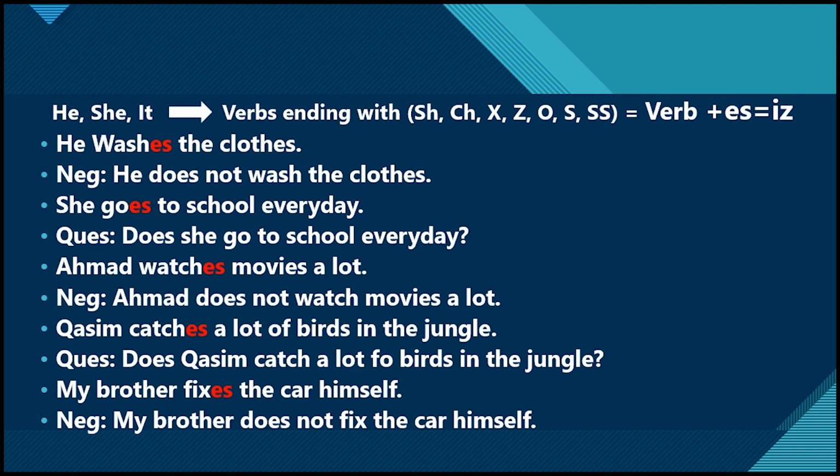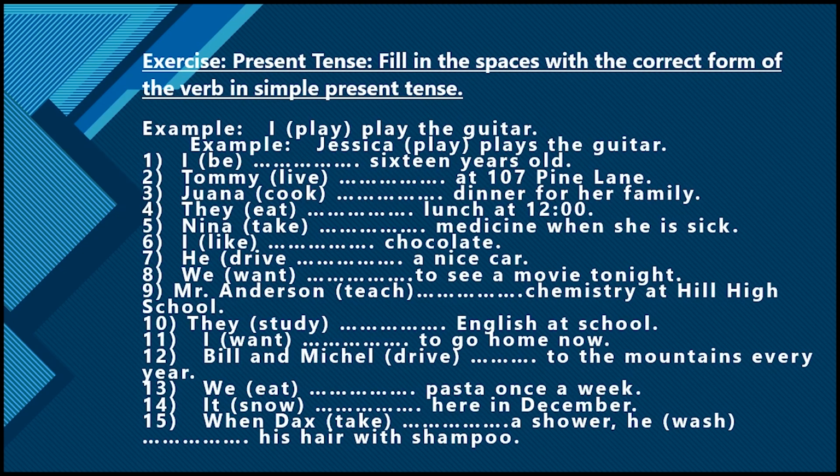Another sentence for positive, we say, my brother fixes the car himself. The negative sentence would be, my brother does not fix the car himself. Well, we have got an exercise here. Let's do it together. The first one is done here for you.